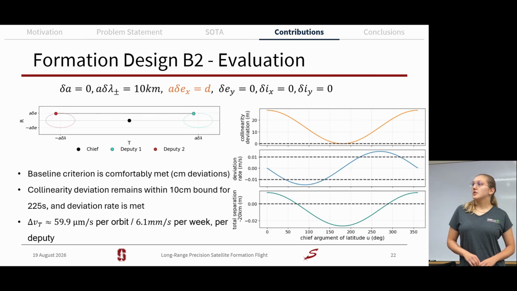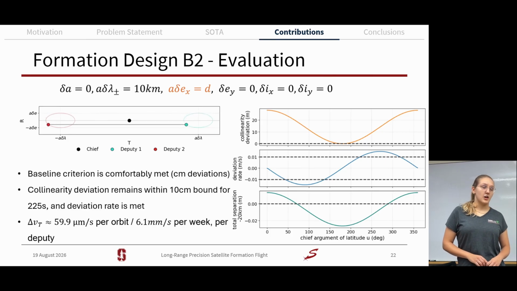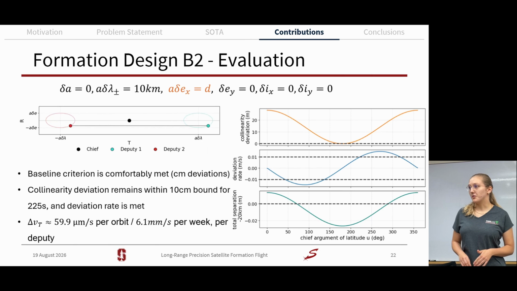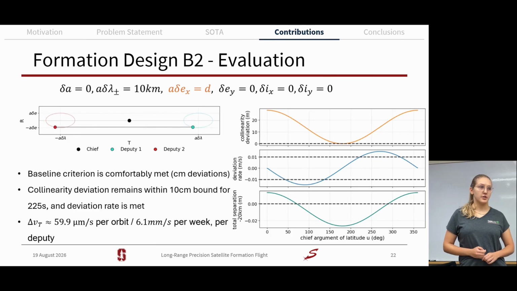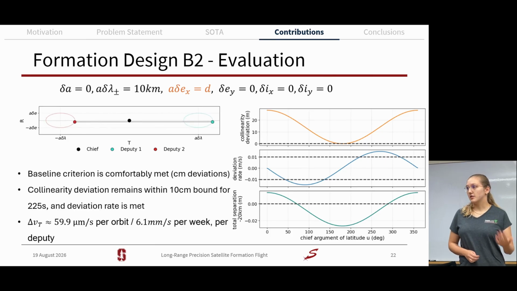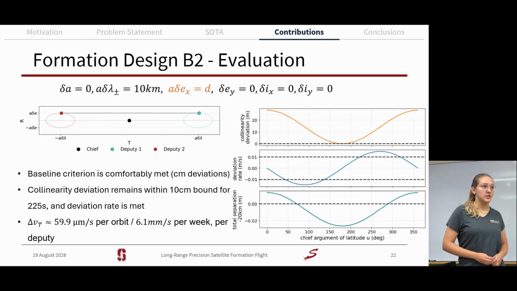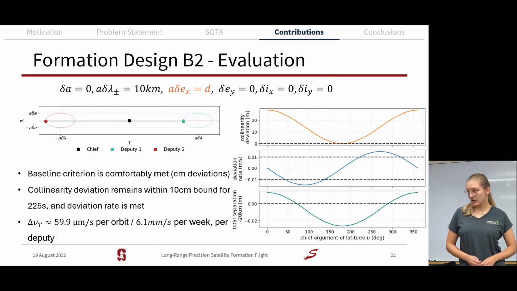Another huge advantage is that our eccentricities are now much smaller, so our delta V won't explode as much, and we actually get 59.9 micrometer per second per orbit per deputy delta V, which scales up to then 6.1 millimeter per second per week per deputy.